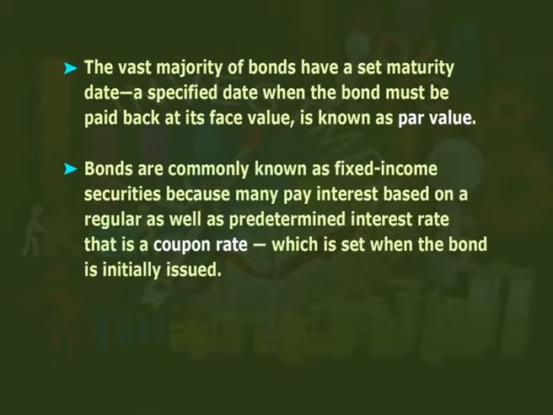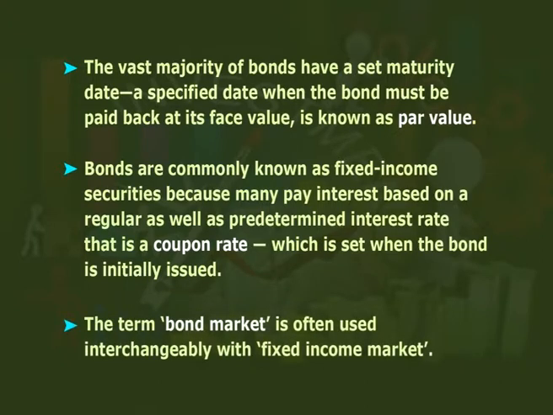Bonds are commonly known as fixed income securities because many pay interest based on a regular as well as predetermined interest rate, that is a coupon rate, which is set when the bond is initially issued. Similarly, the term bond market is often used interchangeably with fixed income market. Bonds are available in a wide range of variety, commonly known as treasury bill, agency bonds, corporate bonds, municipal bonds, etc.